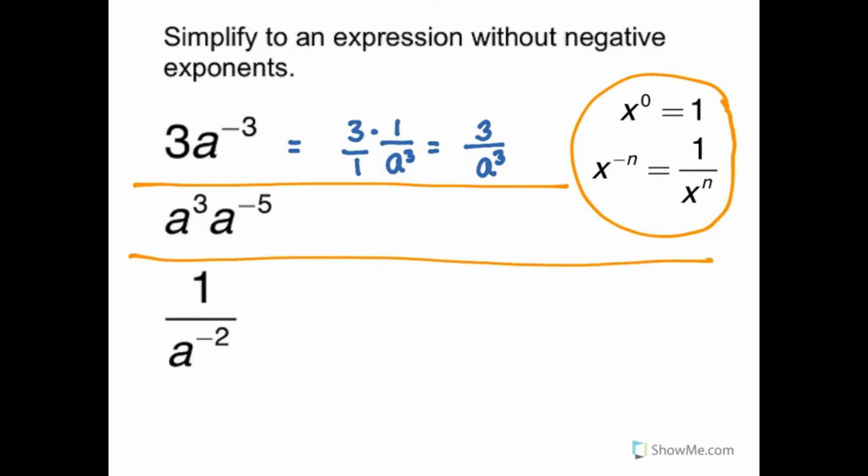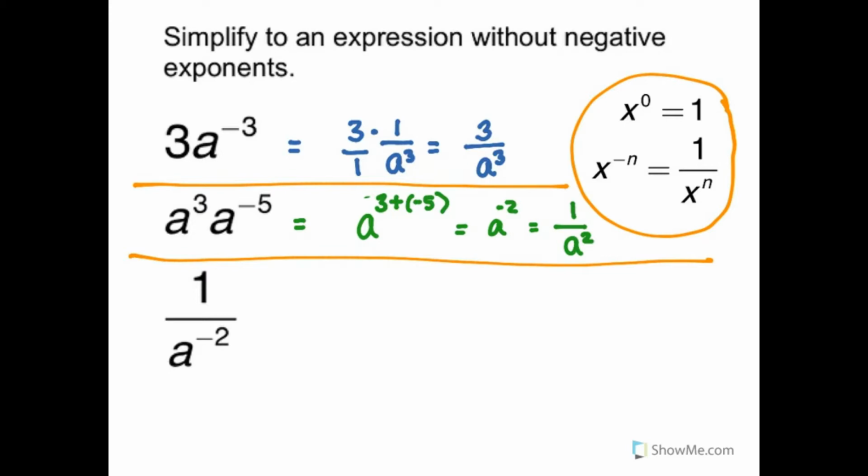The next expression, a to the third times a to the negative fifth, means a to the third times 1 over a to the fifth. But instead of doing it that way, I'd like to do it with the multiplication rule. So that's going to be equal to a to the 3 plus negative 5. Well, that's a to the negative 2, and that is 1 over a squared, according to our definition. You would get the same answer either way you worked it.